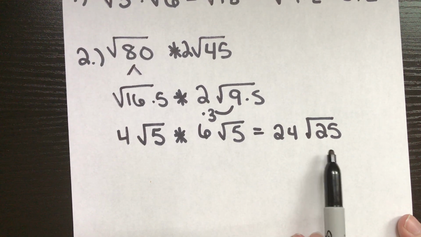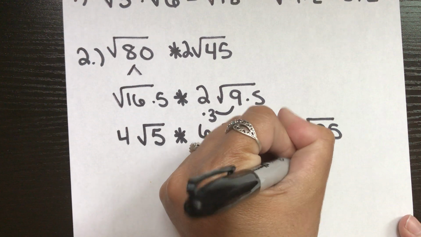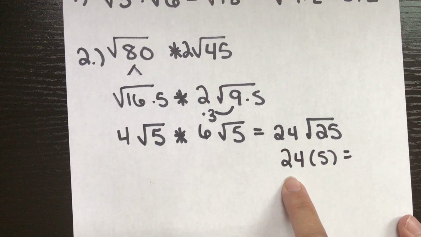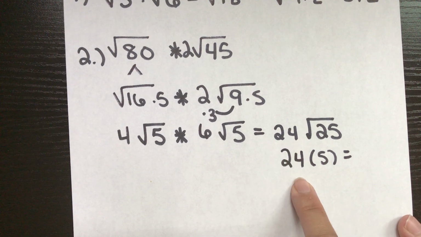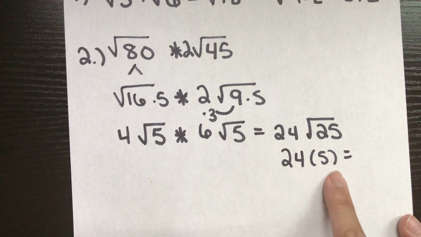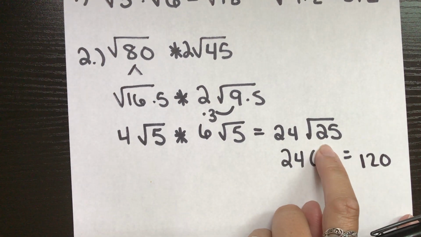Now you always want to look at the square root and see if there's anything else that can be done. In this case, I know that the square root of 25 is 5. So I no longer have a square root here, and I end up with the final answer of 24 times 5 because the square root of 25 is 5. And 24 times 5 is 120. Now that won't always happen.